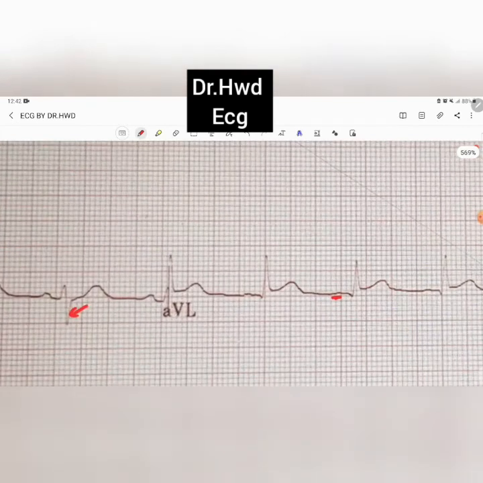Now look at the AVL. Again, I'm going to say rate, P's, PR. PR seems fine. No blocks, nothing to do with that. Maybe to do with the elevation. Now this is your baseline, right? See, there's an elevation. This is your baseline, elevation.